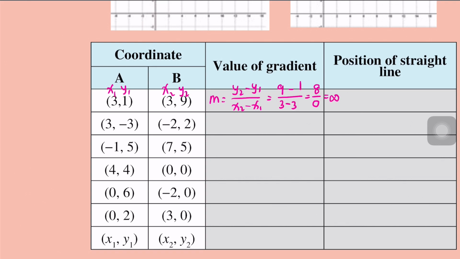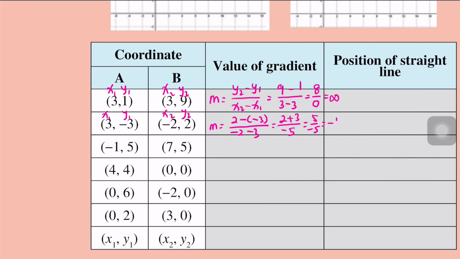So this one is actually infinity. Never mind, after this I'm going to explain to you what this infinity means. Next, same x1, y1, x2, y2. So m is 2 minus negative 3 divided by negative 2 minus 3. Over here we have 2 plus 3 divided by negative 5. So this one is 5 divided by negative 5.